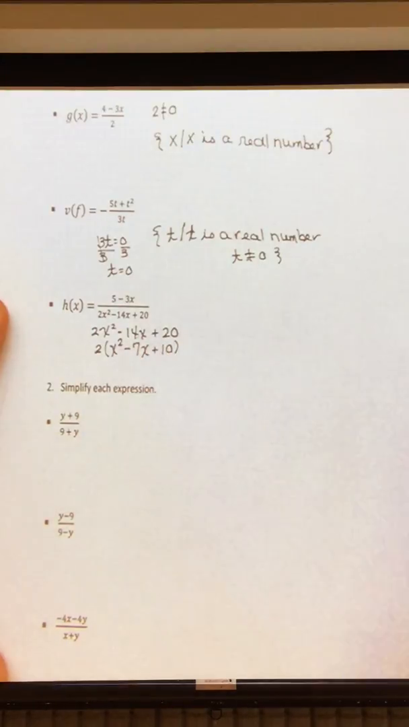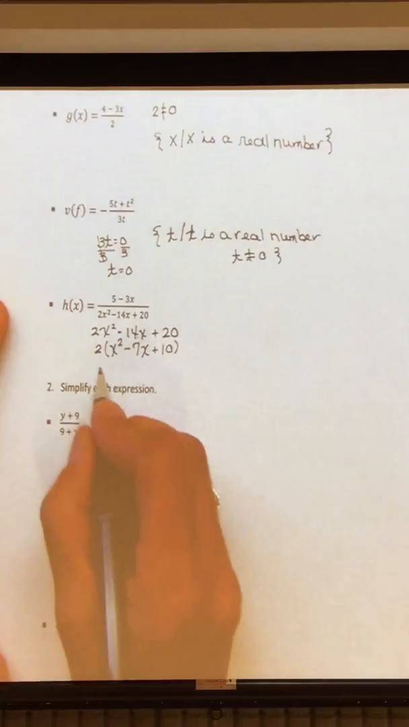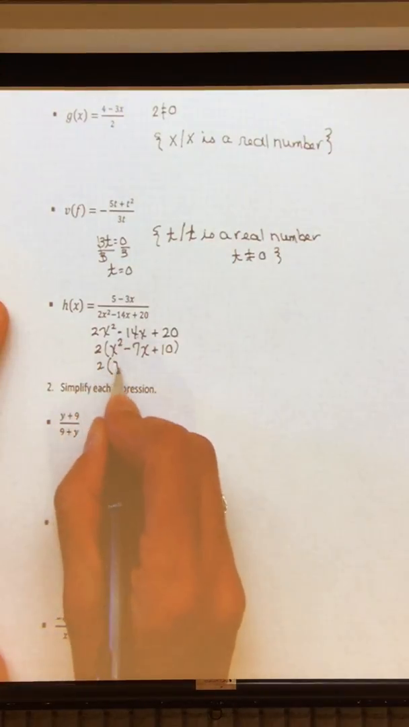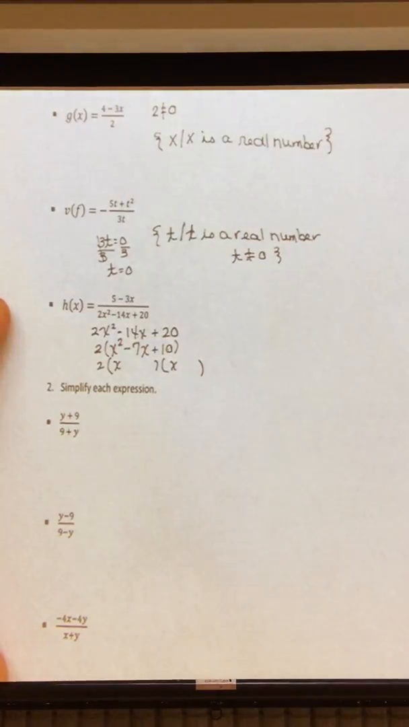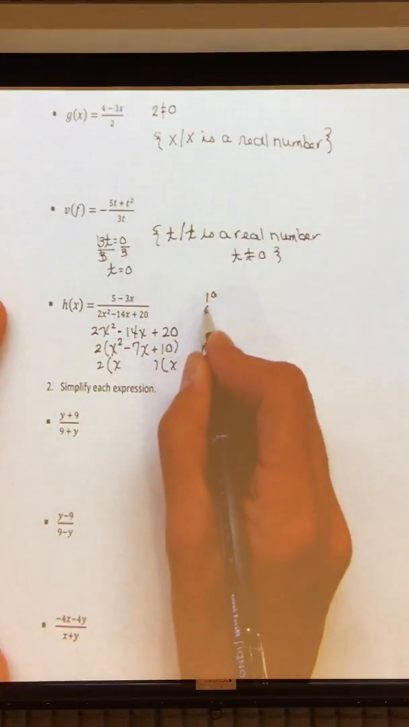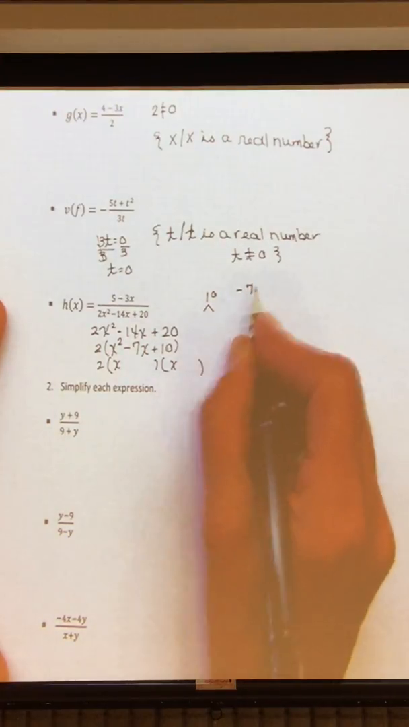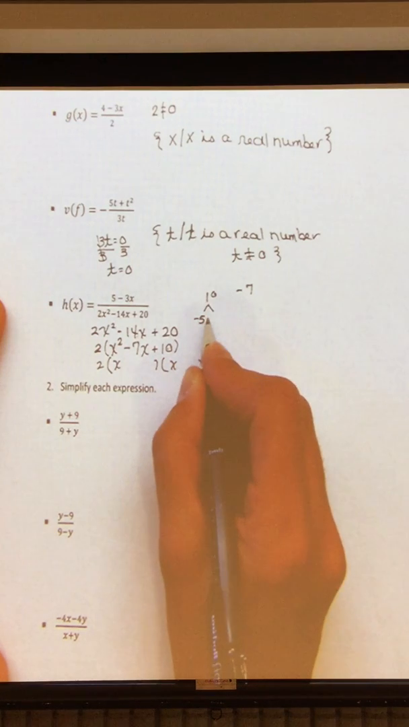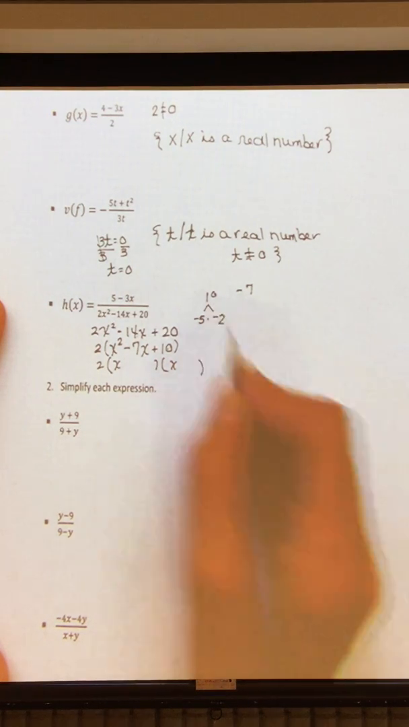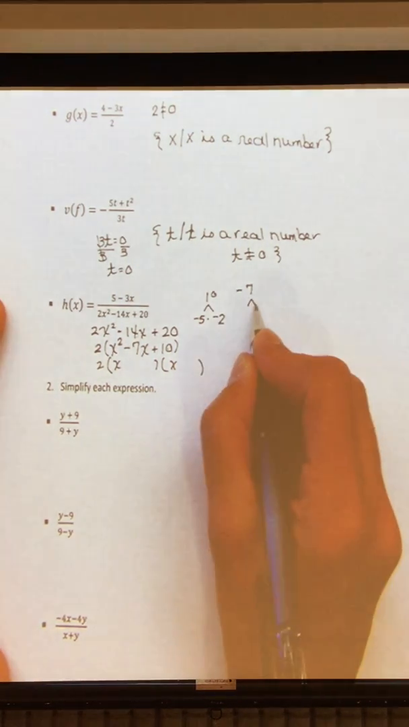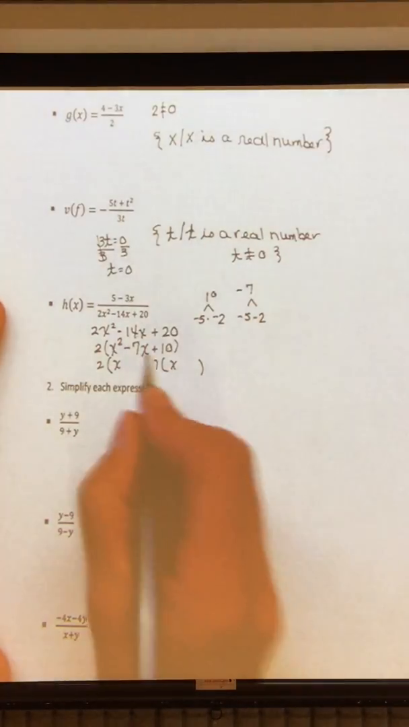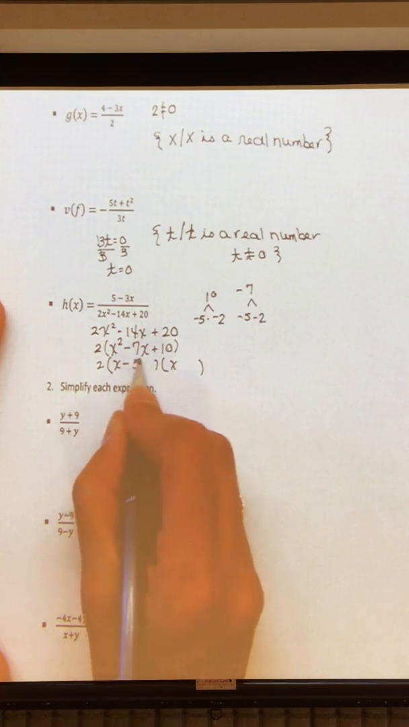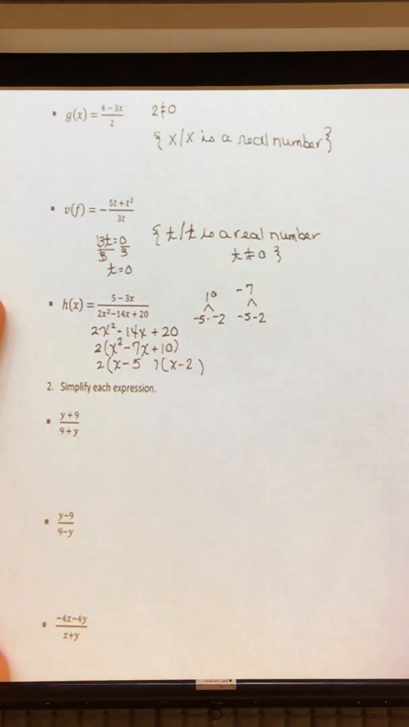So now we can factor out what's inside the parentheses. X squared is an x times x. And then we ask ourselves what two numbers multiplied equals 10 and added equals negative 7. And that is negative 5 times negative 2 is equal to 10. And negative 5 minus 2 is equal to negative 7. Therefore, our factors are x minus 5 and x minus 2.